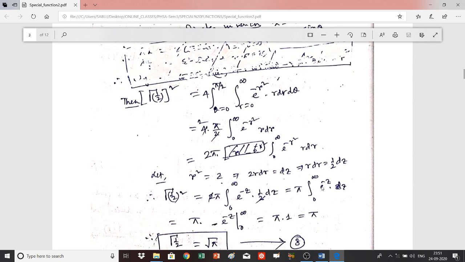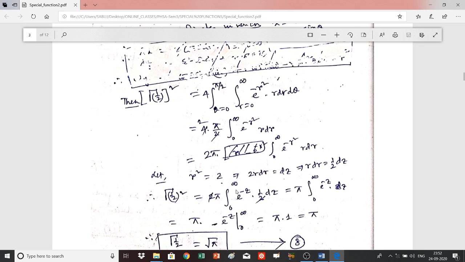Now let r square be equal to z, and if you differentiate this, it will give you 2r dr equal to dz, or from here r dr is equal to half dz. So from this expression, gamma half whole square is equal to 2 pi, and then integral 0 to infinity. If you use the limits 0 to infinity for r, then the limit of integration of z will also be 0 to infinity.